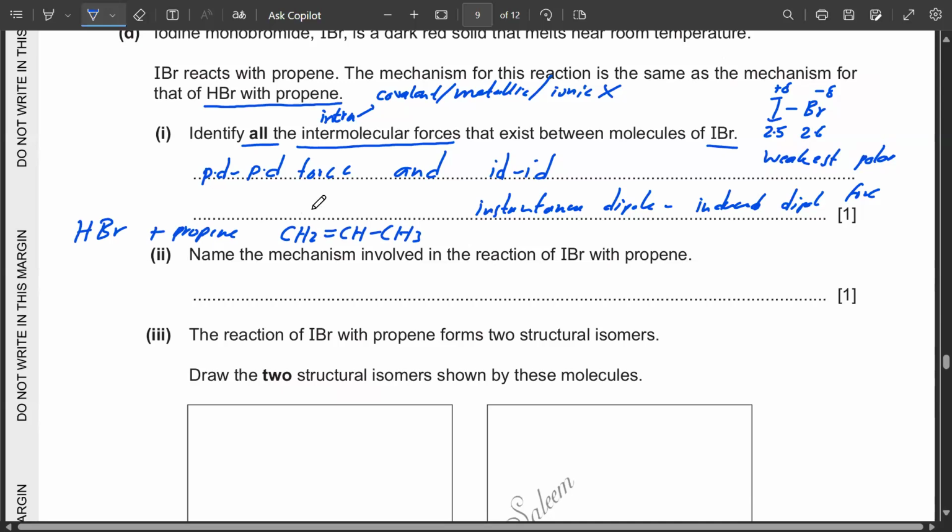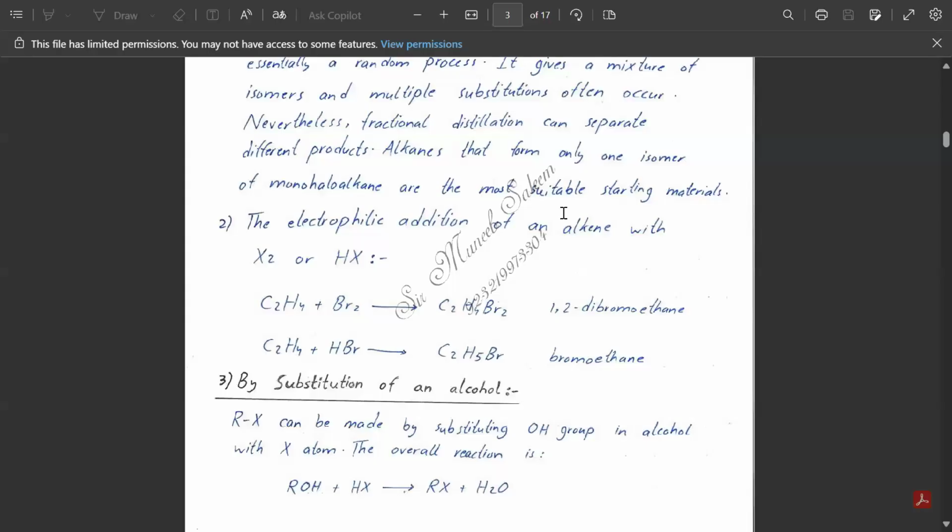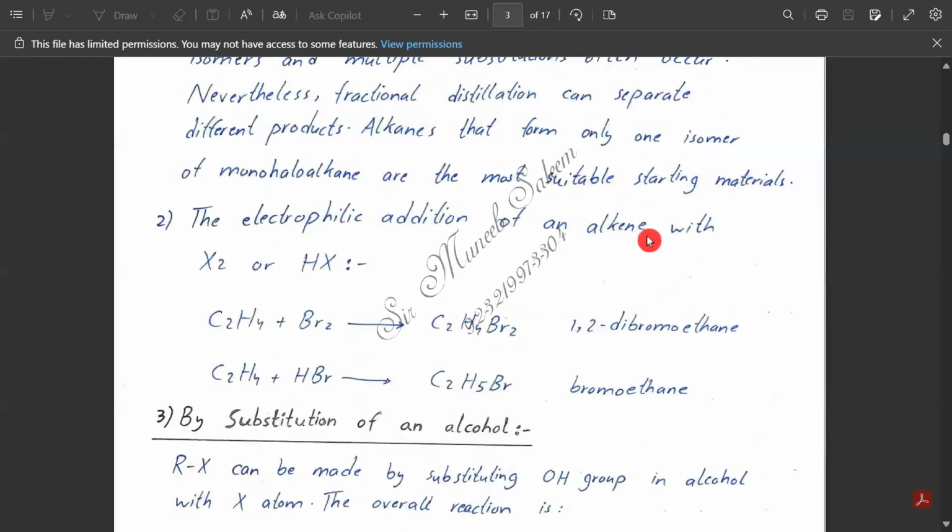But this reaction is followed by the attack of the delta positive hydrogen on the double bond. The delta positive hydrogen of the HBr attacks the double bond, and that is called electrophilic, because H positive is an electrophile. So the reaction is electrophilic. Along with that, it is an addition reaction. You can see from my notes the electrophilic addition of an alkene with HX. So ethene reacting with HBr produces C2H5Br, and that is the electrophilic addition reaction. So that's the type of this reaction.